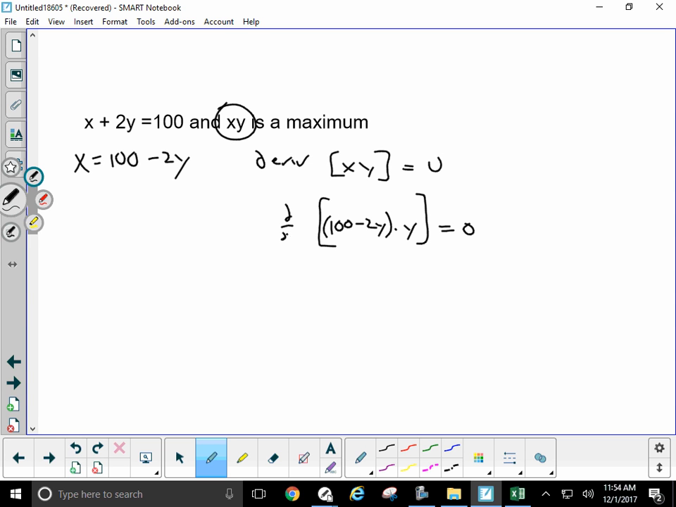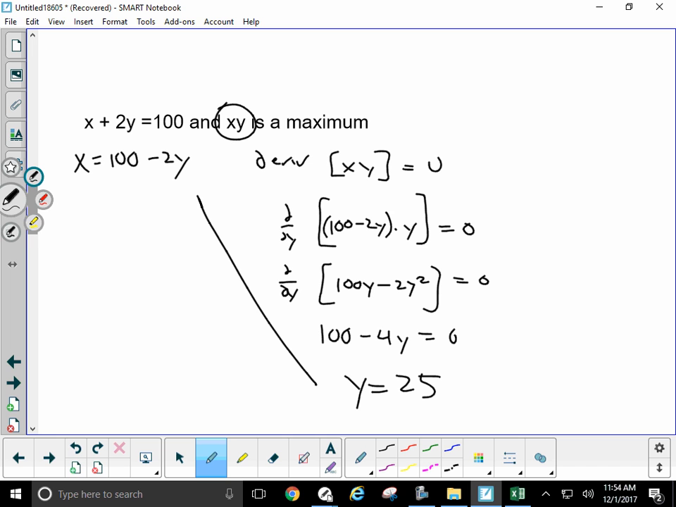Let's take the derivative of this with respect to y. Now, I'm not going to use the product rule. I am going to simplify this. And then take the derivative and set it equal to 0. I get 100 minus 4y. I'll get y is 25. If y is 25, x is going to be 50. That would produce a maximum product if the first plus 2 times the second has to equal 100. Guaranteed.